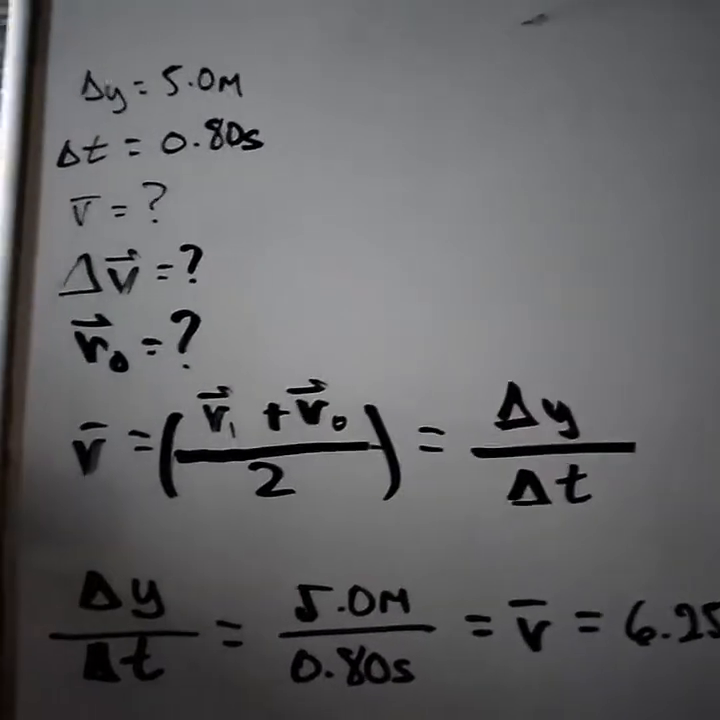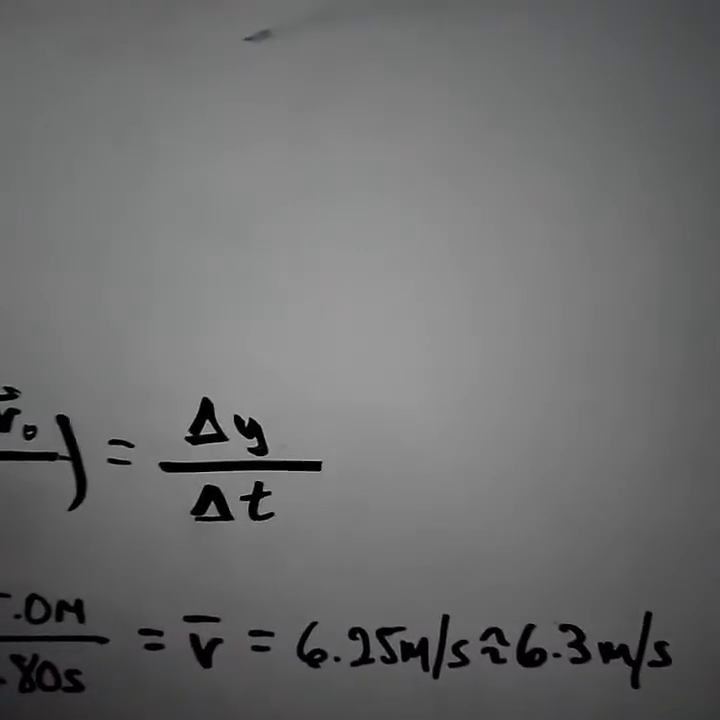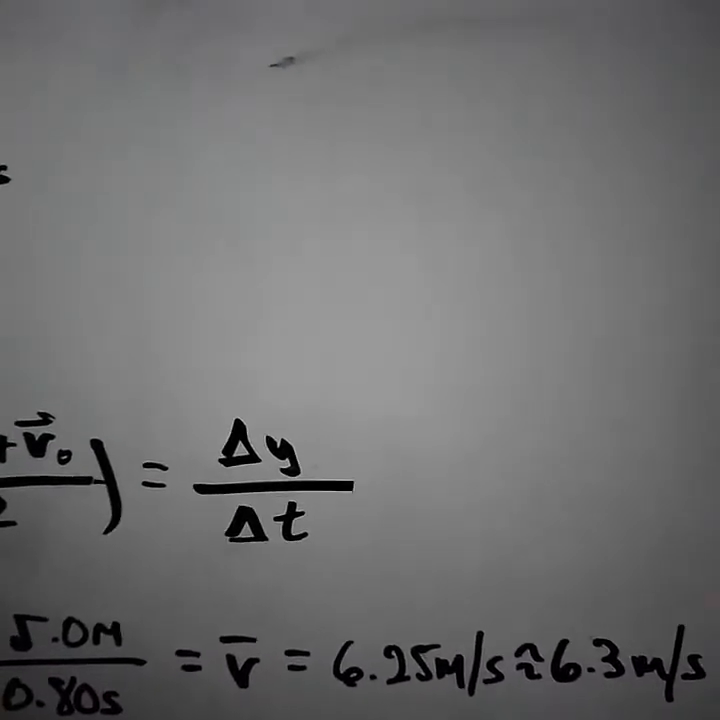If that target wasn't there, the arrow would still be going upwards. Using our displacement equation for average velocity, we plug in our values and we find that our average velocity is equal to 6.3 meters per second.